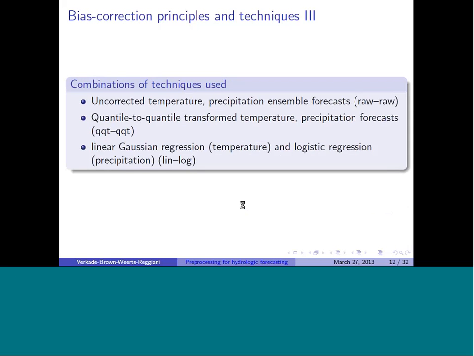Well, we have a couple of techniques then, a couple of cases if you like. We have the uncorrected temperature and precipitation ensembles, which are termed raw in this presentation. We have the unconditional quantile-to-quantile transforms, and we have the conditional techniques, which consist of the linear Gaussian regression and the logistic regression. Okay, so we have three cases that we'll compare to one another.